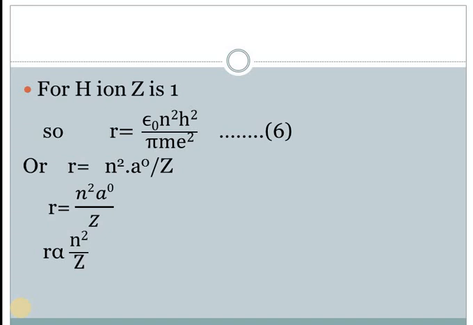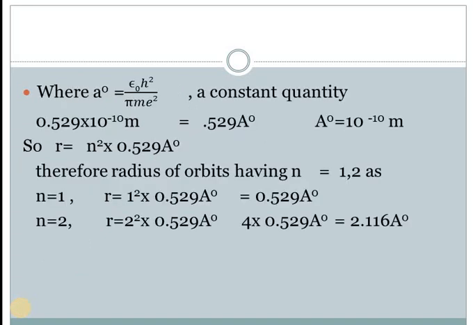Or if you are making it a proportionality, r is directly proportional to n square but inversely proportional to Z. That is, n square means the number of shells about which we are talking, and a naught is equal to epsilon naught h square by pi m e square, and all of it is a constant value. They have put the values in it and calculated. All this becomes equal to 0.529 into 10 raised to power minus 10 meters.